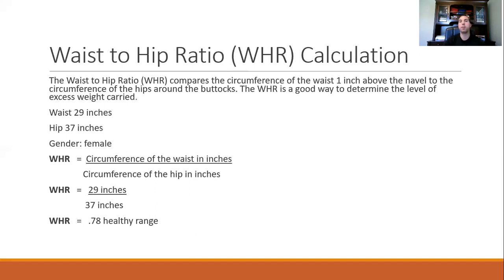Waist to hip ratio compares the circumference of the waist, 1 inch above the navel, to the circumference of the hips around the buttocks. And the waist to hip ratio is a good way to determine the level of excess weight being carried.